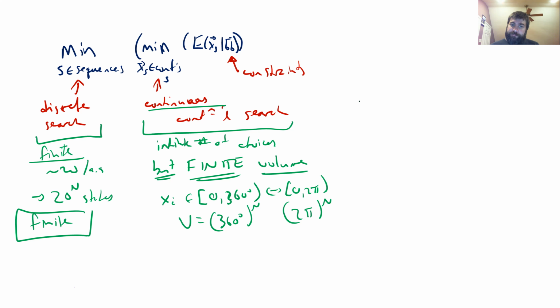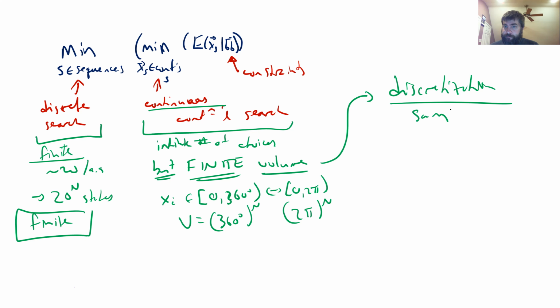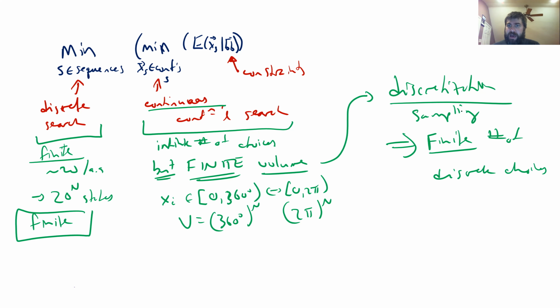Why is this important? Well, this is important because a discretization or sampling of the domain leads to a finite number of discrete choices. Right? So what do we mean by a discretization?